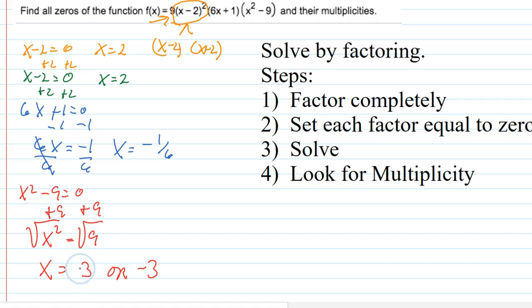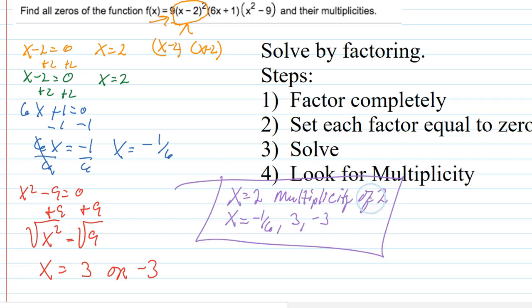Whenever you take a square root, you get a positive and a negative version. Your final answer will look something like this. X is equal to 2 with a multiplicity of 2. X is equal to negative 1/6, 3, and negative 3.